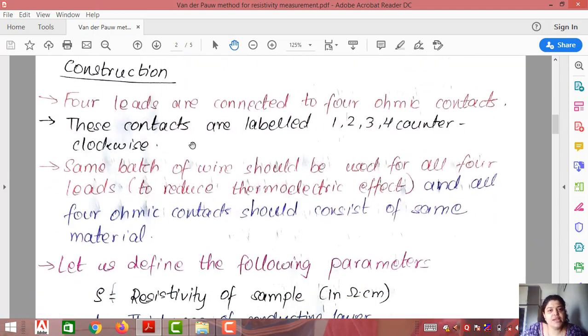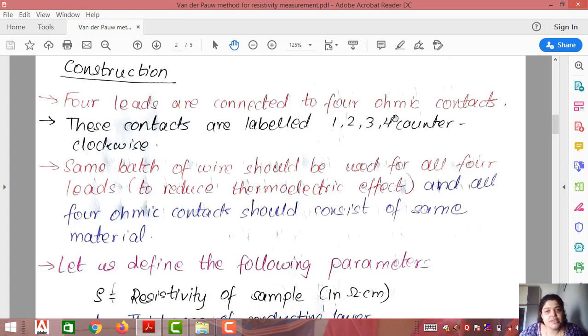Now let us see what exactly the construction is. Four leads or four cables are connected to four ohmic contacts. What do you mean by ohmic contacts? A simple sheet or a simple sample is taken. In that sample, suppose we are considering corners. So at the four corners, contacts are made.